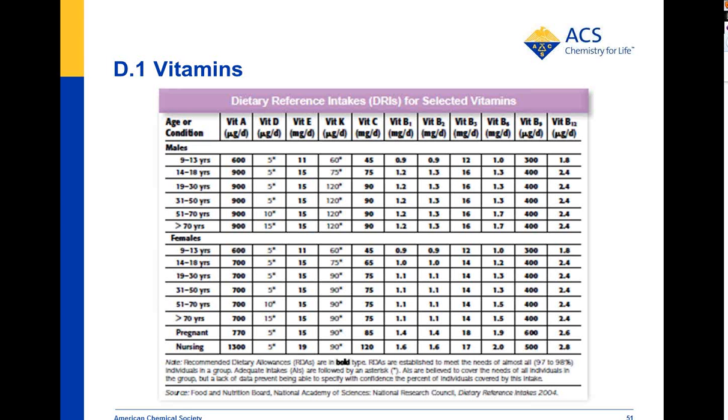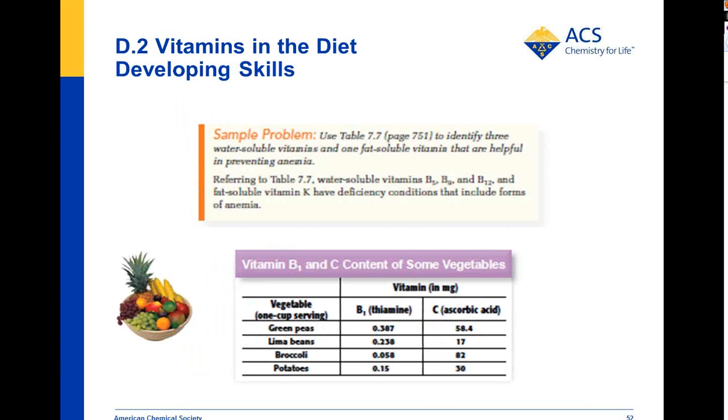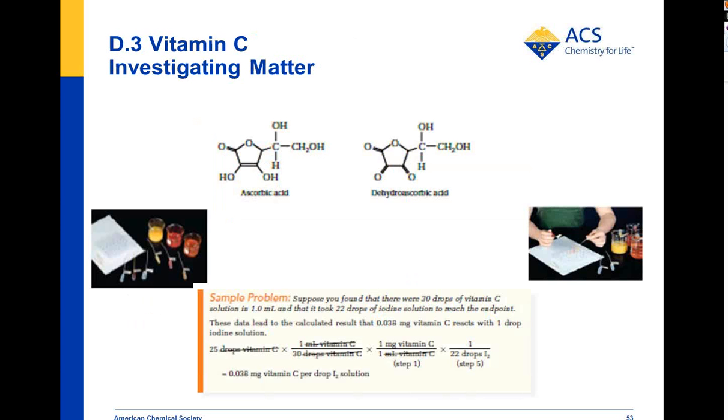And then as we go through and we take a look, we've got developing skills where they're going to use this information. And again, this is a pretty straightforward exercise that I usually use as homework. Give them some practice using the table and applying this to their own diets. Next we have an investigating matter, and a very good pre-lab is really essential for this.